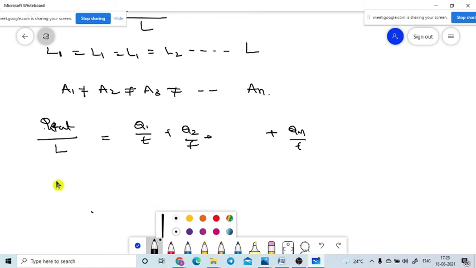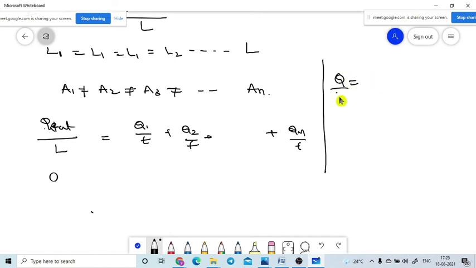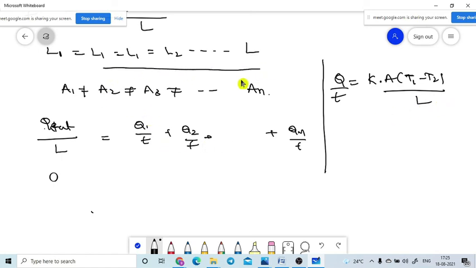So the Q equivalent formula, I will write like this: Q by T is equal to K into A into T1 minus T2, divided by L. But in this condition L is a constant for everything. So Q equivalent is equal to K equivalent into the total area, divided by L, the length of each one, all the same, into T1 minus T2. This is the left side.